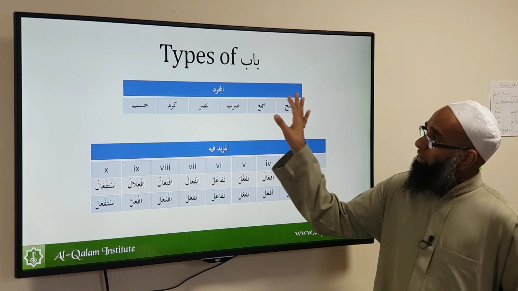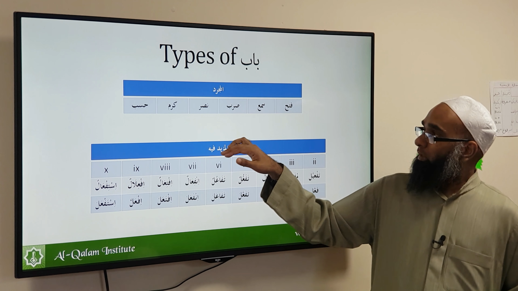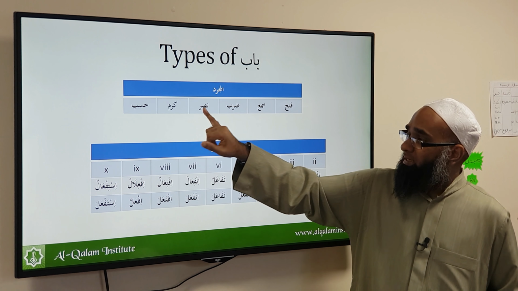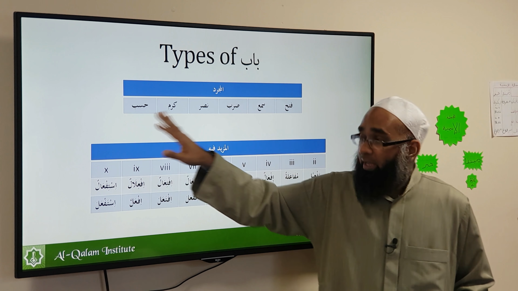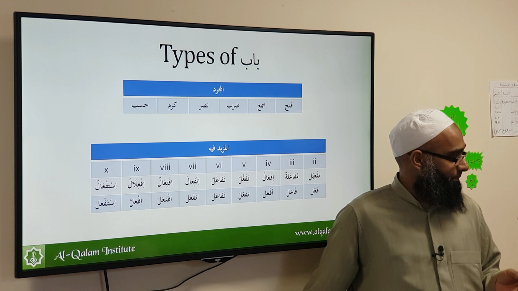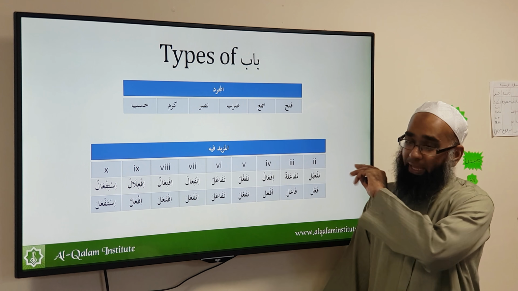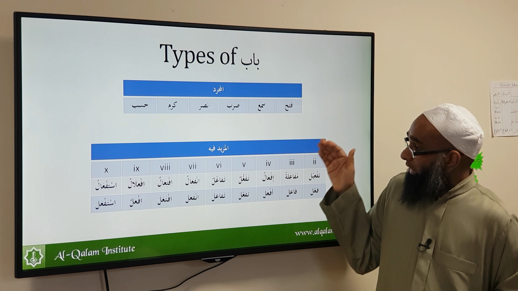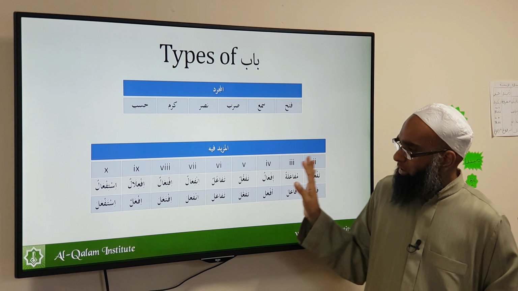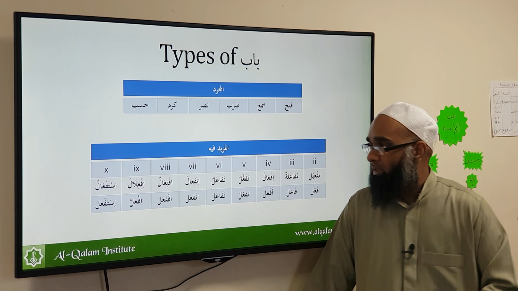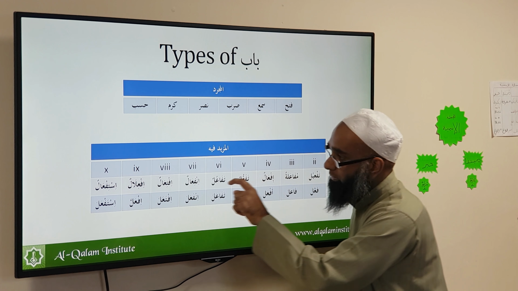So if you look at it here, these are 2 types of babs. These are called the mujarrad babs: fataha, sami'a, daraba, nasara, karuma, hasiba. These babs don't have any extra letters inside, meaning the wahid muzakkar ghaib of the madhi ma'ruf, just plain and bare. Now these babs you can learn one by one in module 2, and automatically you learn their names. These are the names of the babs.